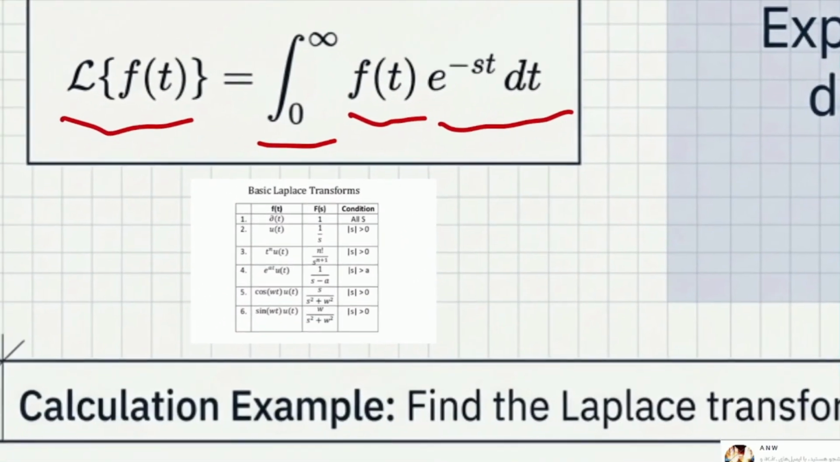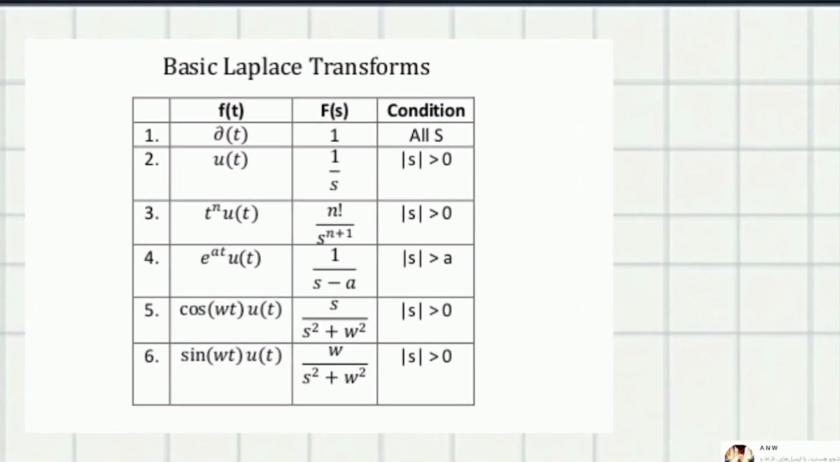Since we are talking about the Laplace transformation, you already know about that, but we do have some basic Laplace transforms. First of all, we have the pulse. The Laplace of the pulse is just 1. The unit function u(t) is 1 over s. t to the power n times u(t) is n factorial divided by s to the power n plus 1. e to the power alpha t times u(t) is 1 divided by s minus a.